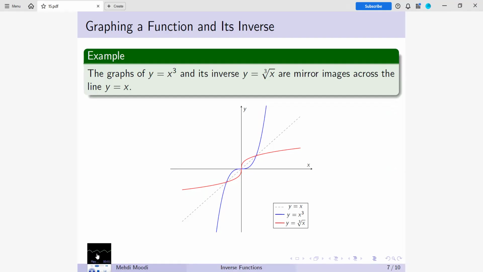This graph shows a function and its inverse as reflections over the line y equals x. Notice how the blue curve, cube, and red curve, cube root, mirror each other. There's a kind of mathematical elegance in this perfect symmetry. Each point on one curve has a matching point on the other, just with the coordinates flipped. It's not just smart, it's beautiful.